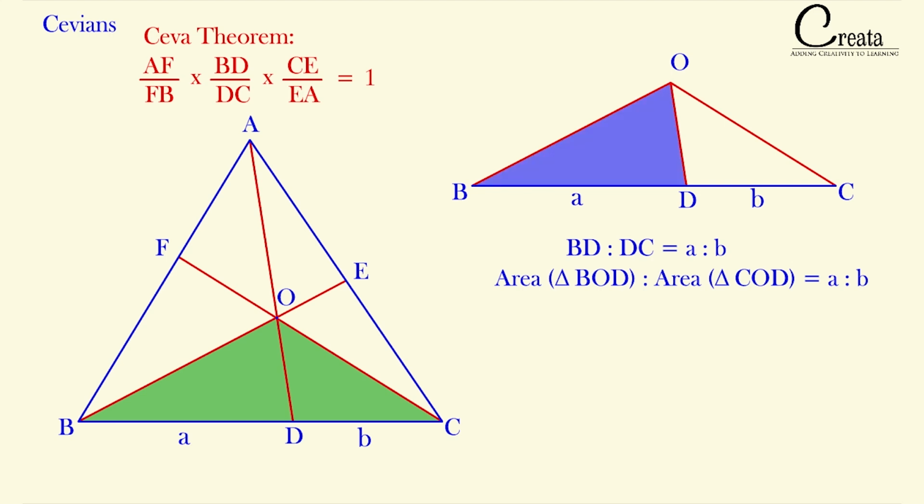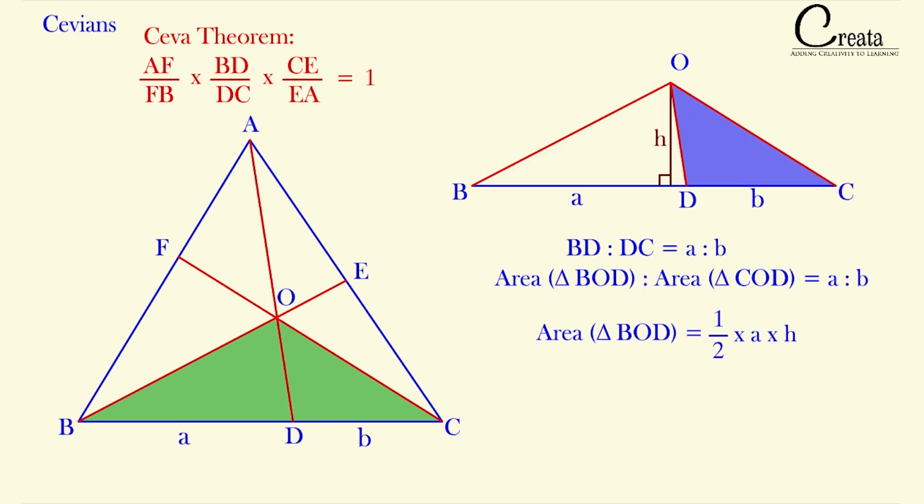The area of the triangle BOD is equal to half into base into height. If we take base as a and if we assume h is the height, we get the area as half into a into h. Similarly, for this triangle COD, if we take b as the base, the height for this triangle will be the same height h. Both the triangles are sharing the same height, that is h.